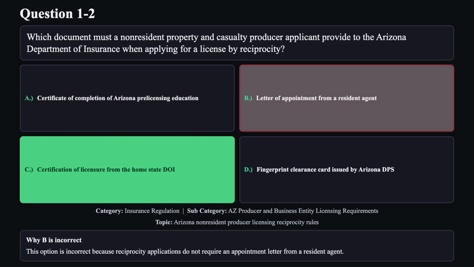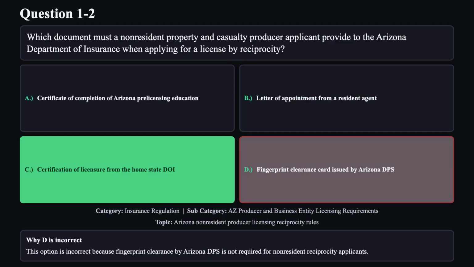Reason B is not correct. This option is incorrect because reciprocity applications do not require an appointment letter from a resident agent. Reason D is not correct. This option is incorrect because fingerprint clearance by Arizona DPS is not required for non-resident reciprocity applicants.